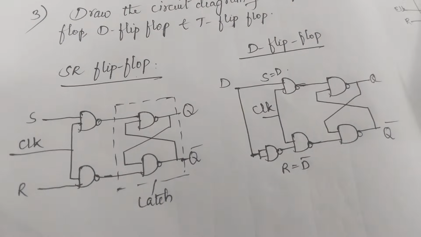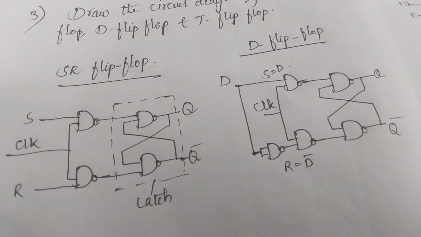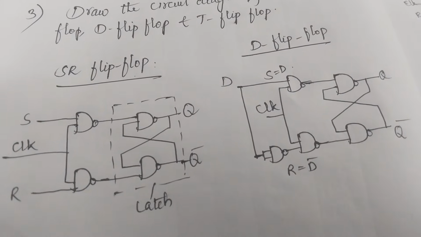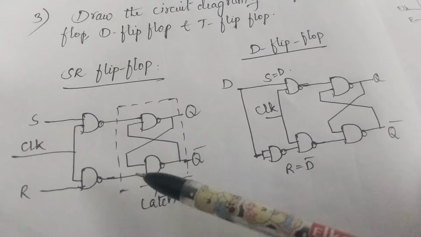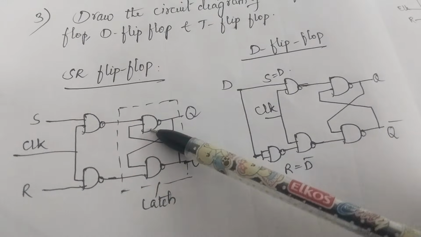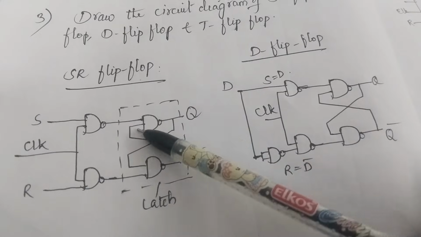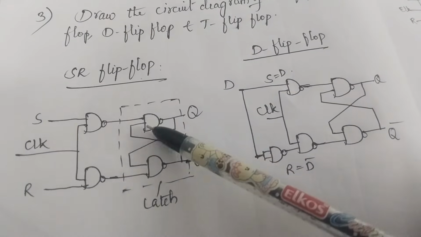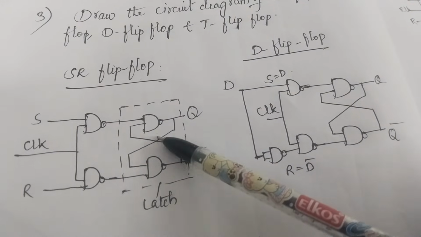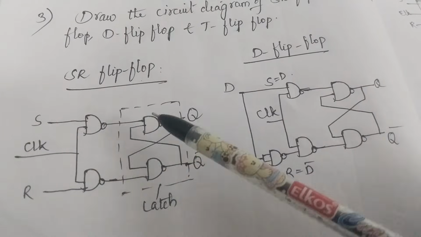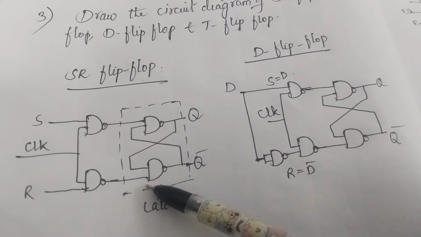Here I have drawn the circuit diagrams in a simple way. If you remember one circuit, you can draw the rest of the flip-flops. See here, coming to the SR flip-flop. This is a NAND gate you have to draw. This is a bistable or cross-coupled connected device. In the exam, if you get the question, draw the NAND latch, then the dotted line which I have shown here is the NAND latch diagram.